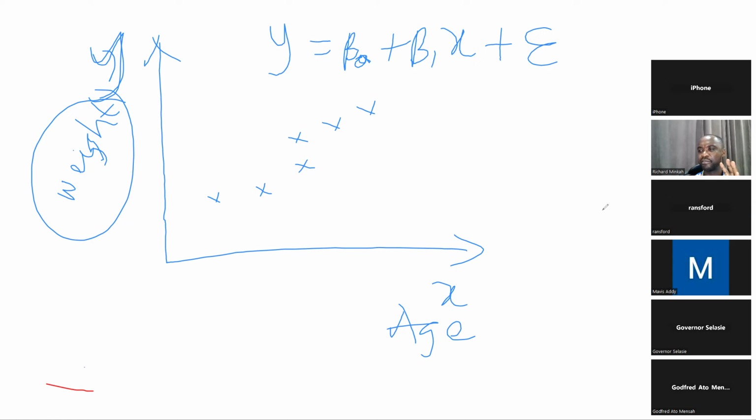iPhone, your hand is still on. Do you want to ask a question? If not, lower your hand.